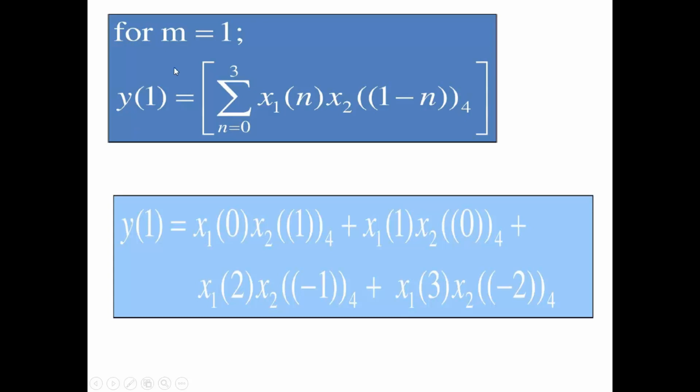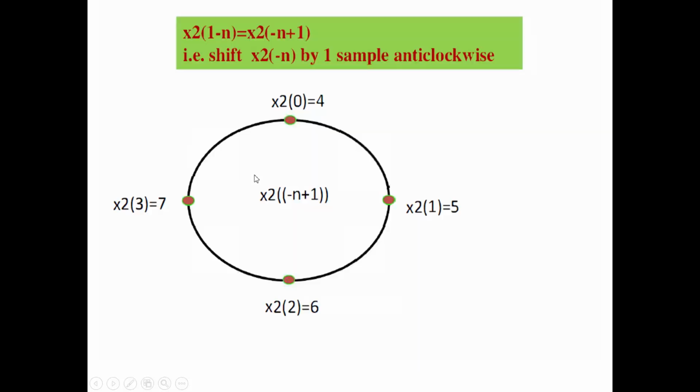Now you have to go for m equal to 1. Since m equal to 1 means 1 minus n, so that means, how will 1 minus n be done?